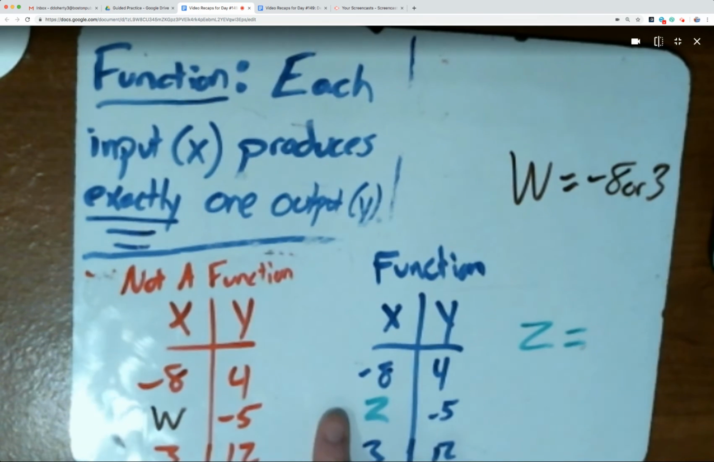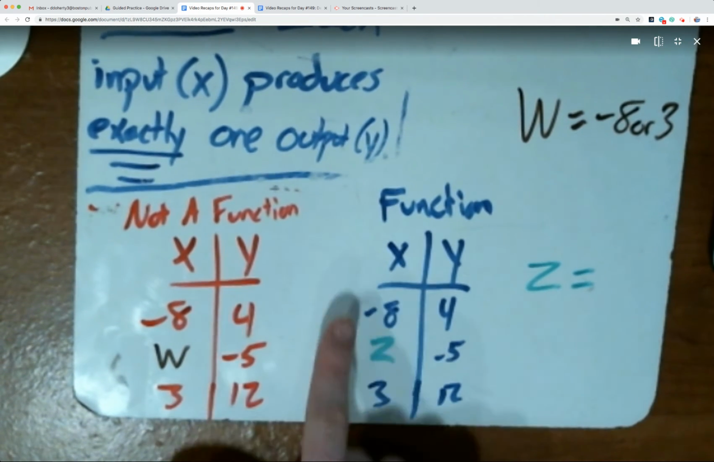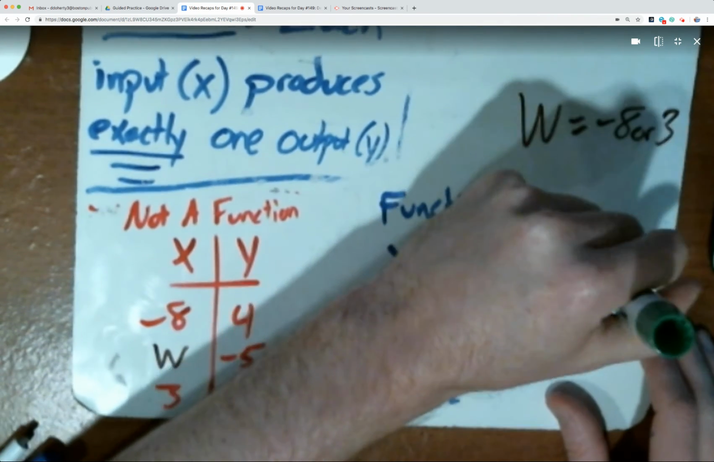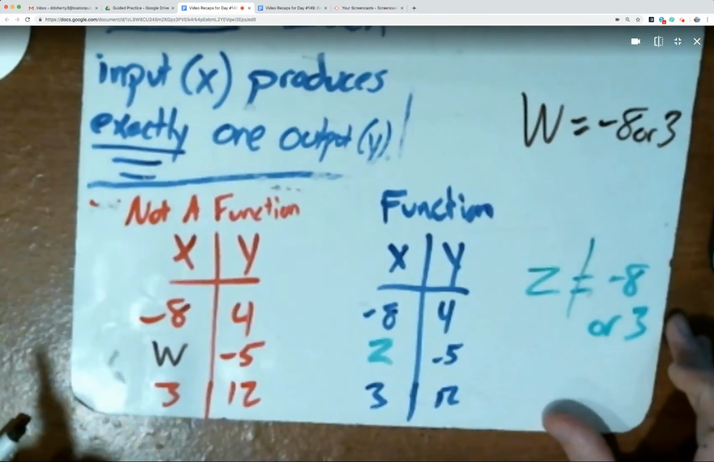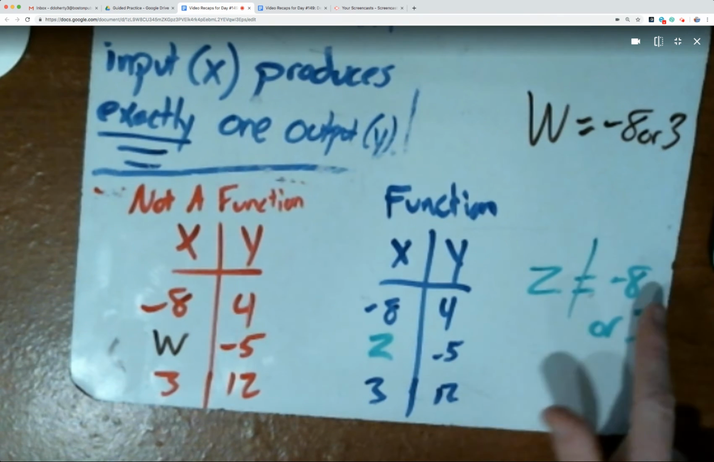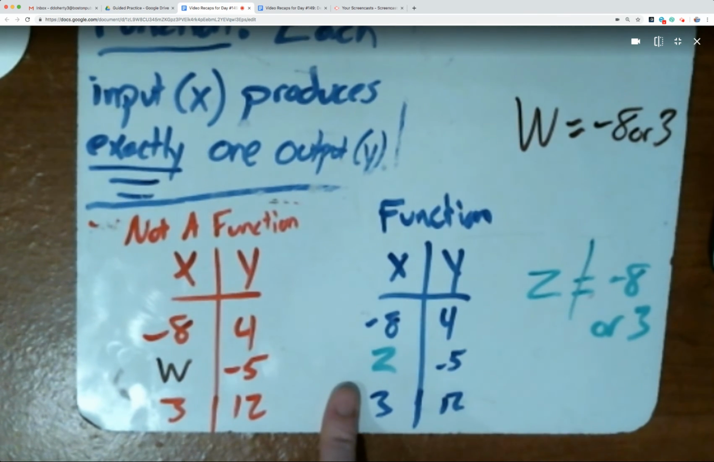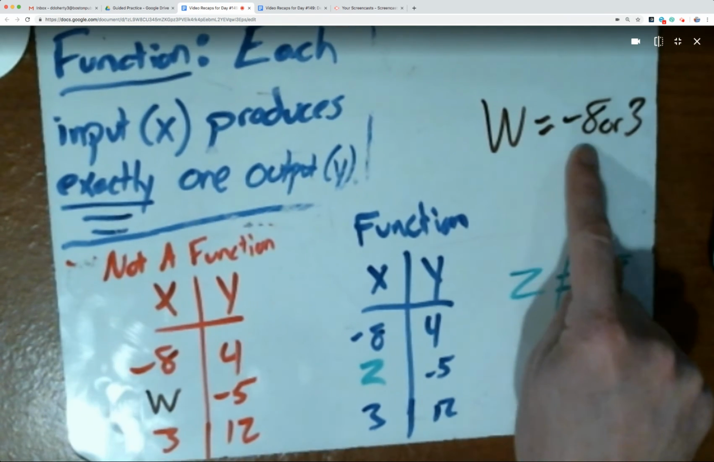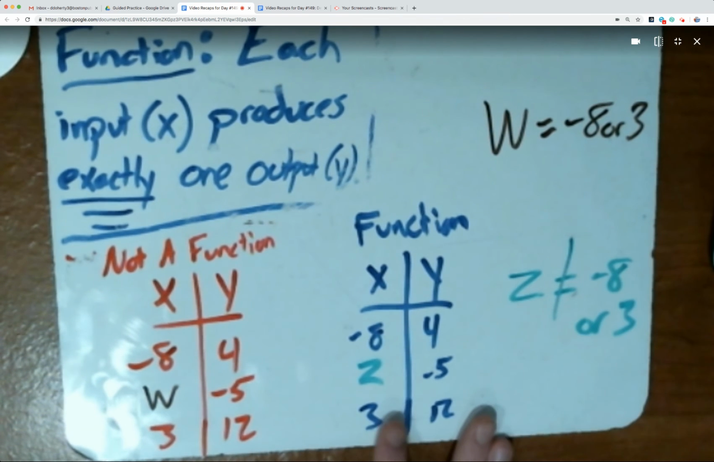The converse, or the opposite of that, for the blue table that we have here, the one that needs to be a function, z needs to be anything other than -8 or 3. z cannot be equal to -8 or +3. Because in the case of the blue table, if z were equal to -8 or +3, we would have an input that appears twice. It would fail the definition. So the real key for our multiple select is w has to equal either -8 or +3, and z can never equal -8 or +3.